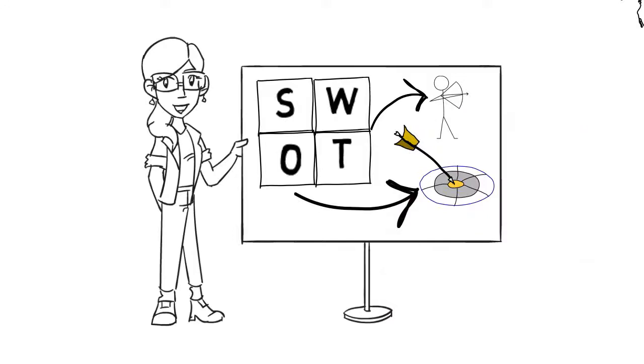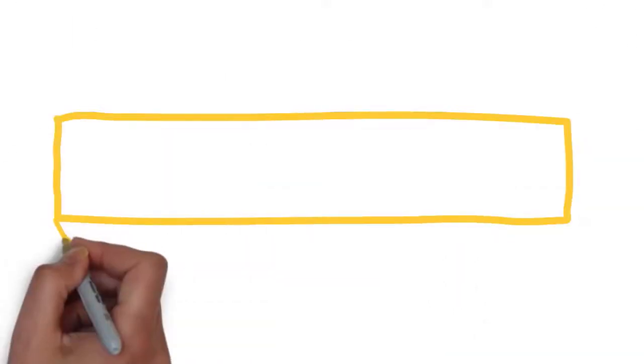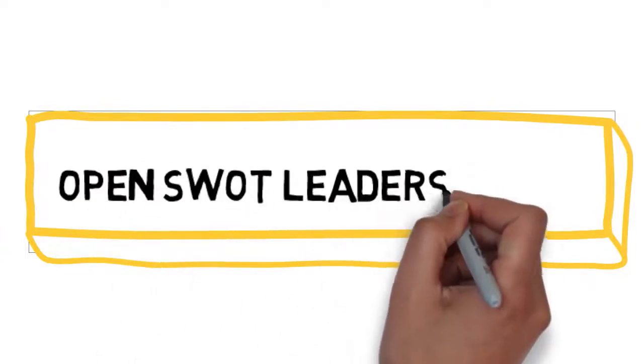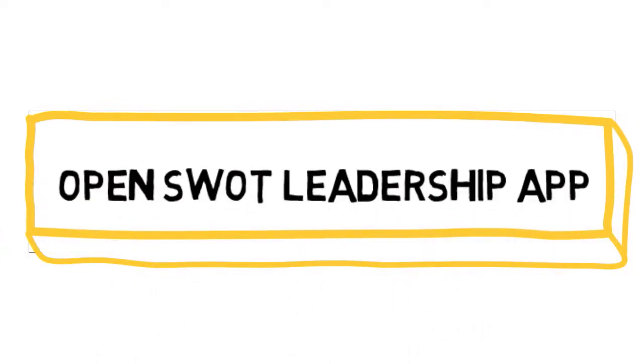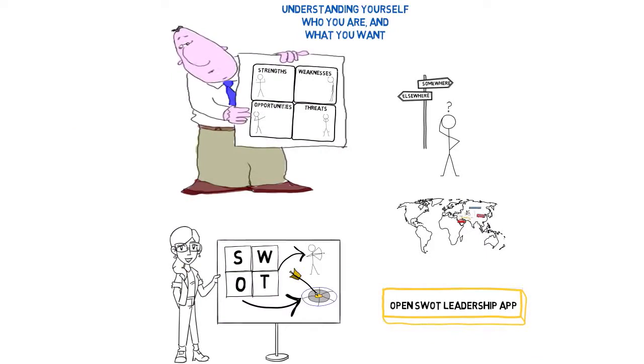To begin your personal SWOT analysis, open the SWOT Leadership app and begin by asking yourself a series of questions, answering them in the appropriate page. When you have completed your thinking for a particular section, just go to the next area.